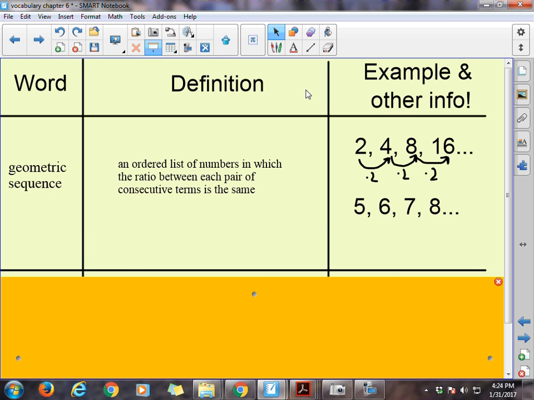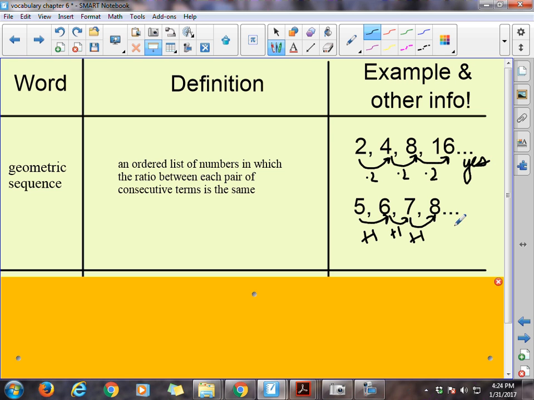This one down here, how is it changing? This one is going to 6, this one's going to 7, this one's going to 8. So this one is plus 1 every time. That is not a geometric sequence. So this one is a yes. This one is a no. Hey, that's a pretty good cursive yes.